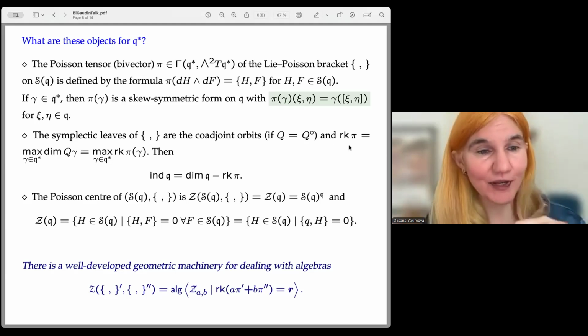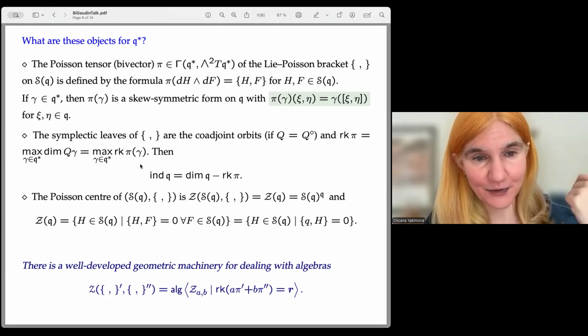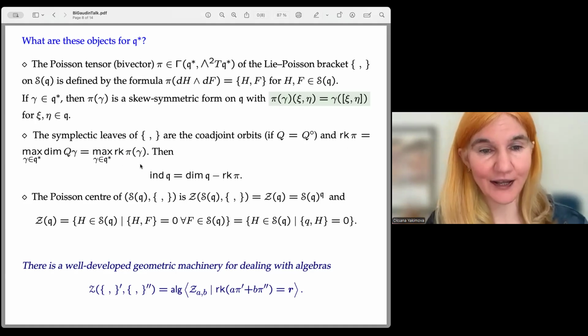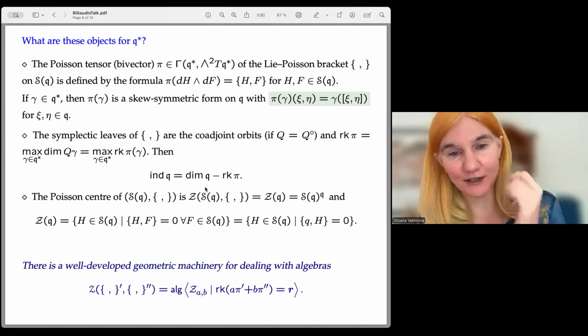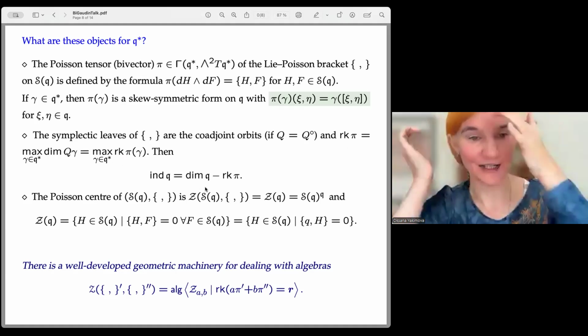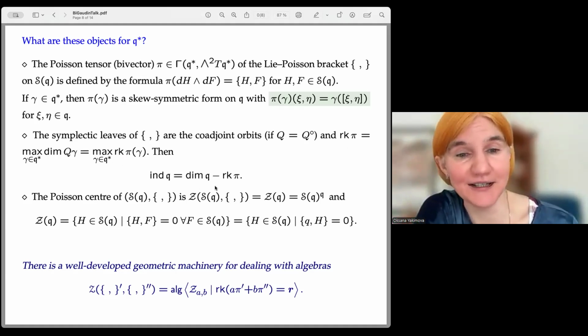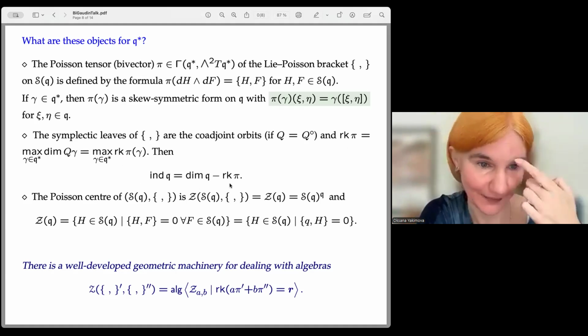So the rank of a Poisson tensor is the maximal dimension of a coadjoint orbit. It's also the maximal rank of its skew-symmetric bilinear forms. And then we also obtain that the index of Q is the dimension of Q minus the rank of a Poisson tensor. So we can interpret index in terms of Poisson structure.